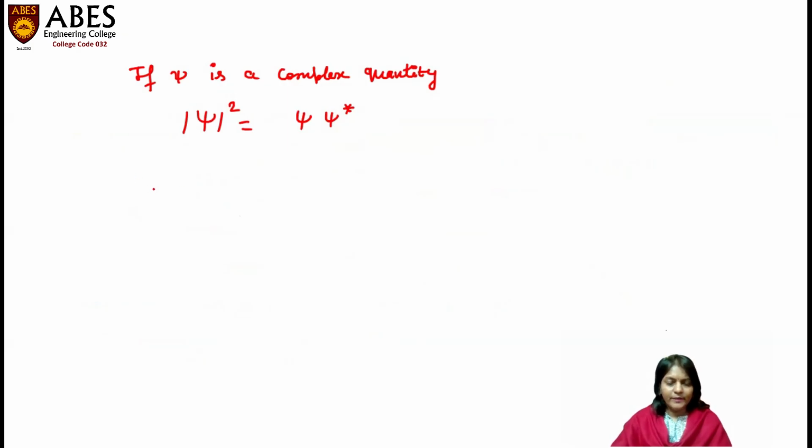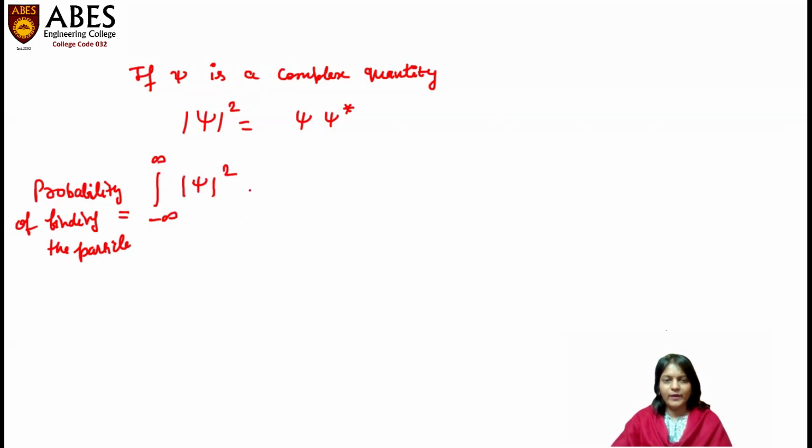And psi can also be written as the probability of finding the particle, the integral from minus infinity to infinity of psi square dx. And if psi is a complex quantity, then psi square will be psi and its complex conjugate.